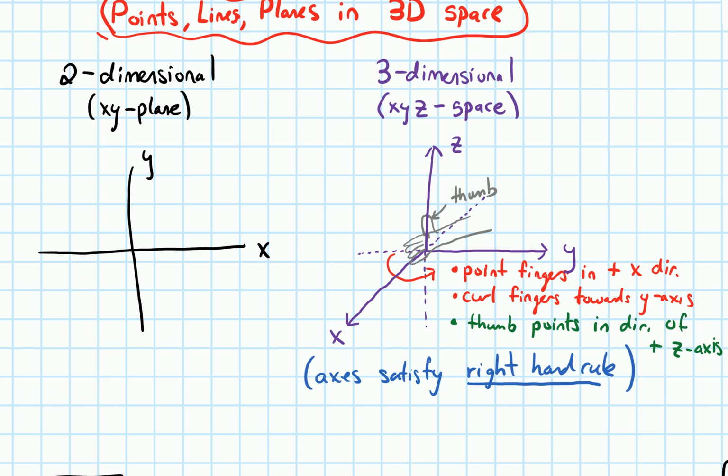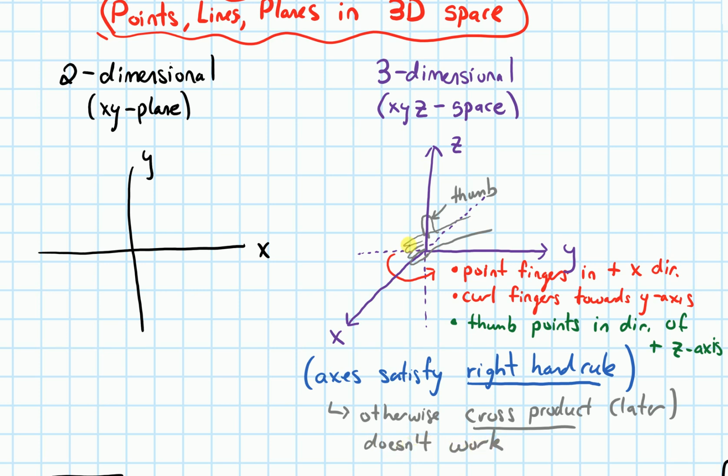The key reason we need the right-hand rule is that otherwise, there's something called the cross product that we will talk about later in this chapter, and it doesn't work.